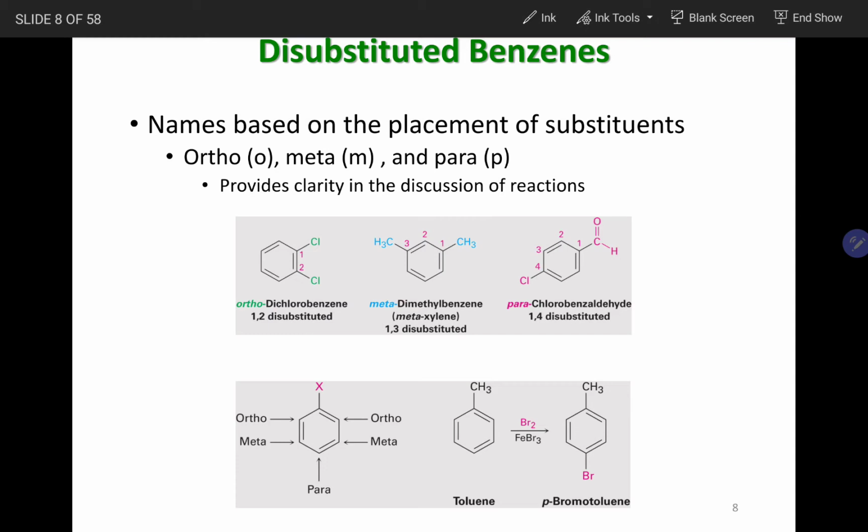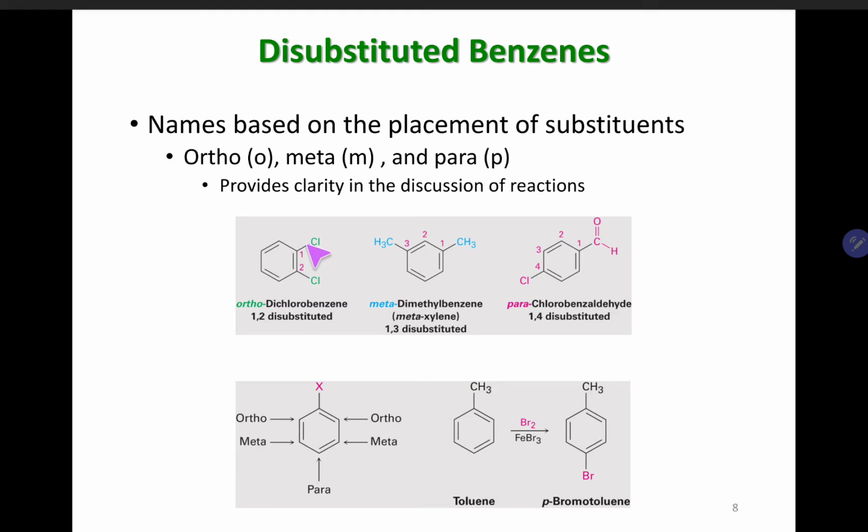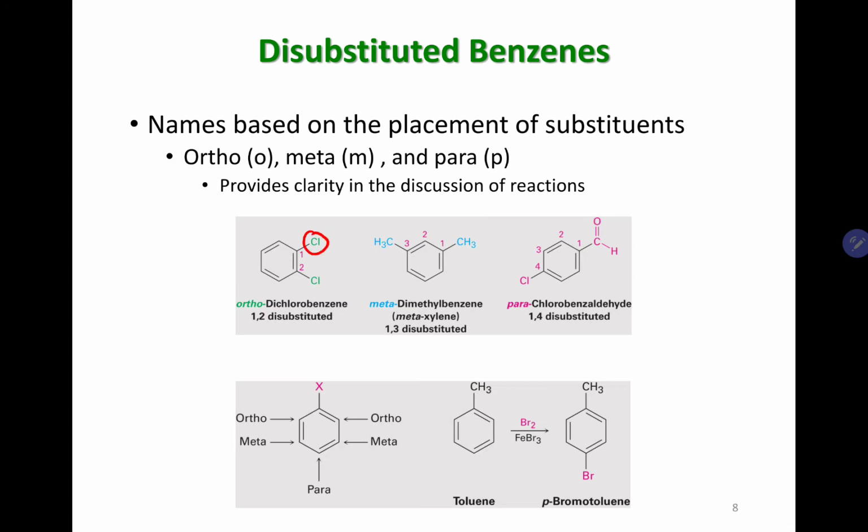So let's take our first example where you have two chlorine atoms. As you can see, both substitutions are equal. Let's pick one chlorine to be our primary substituent, and then as you can see, the other chlorine is present in the ortho position. Of course it is a dichlorobenzene because you have two chlorines, but the location of the chlorine is ortho. So the name will be ortho dichlorobenzene.